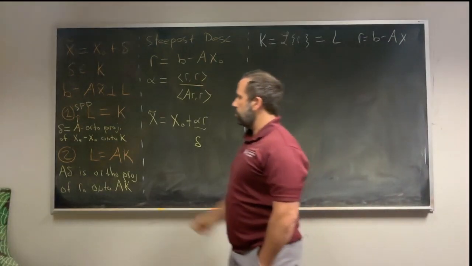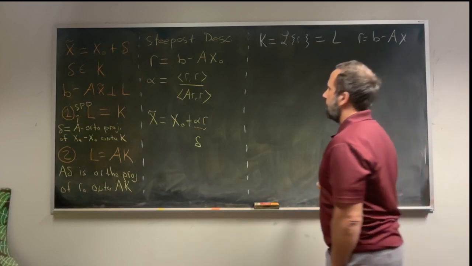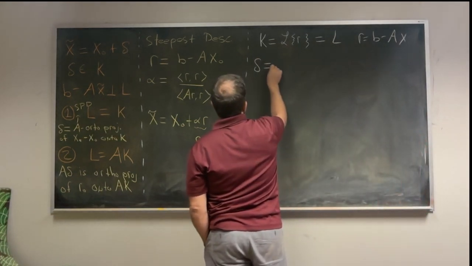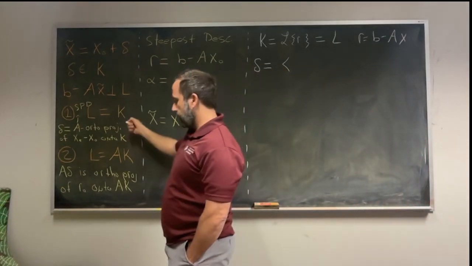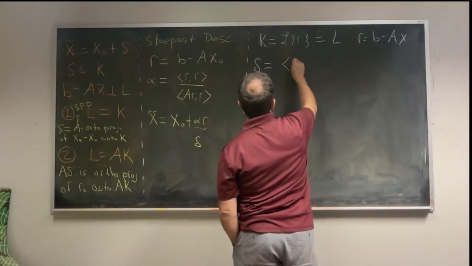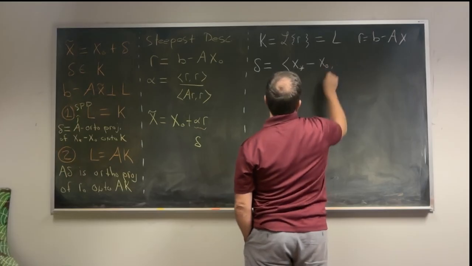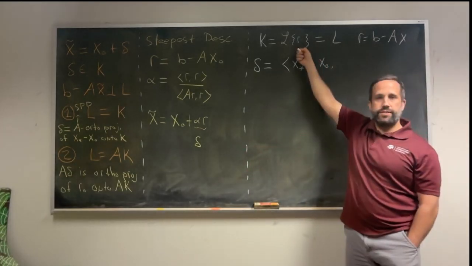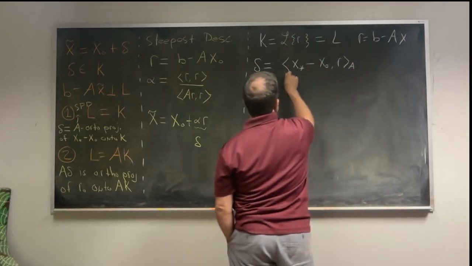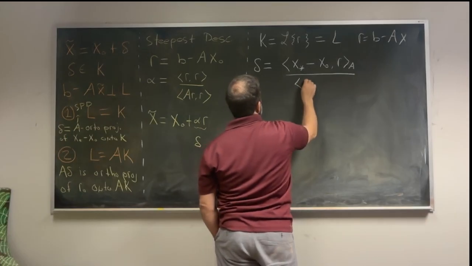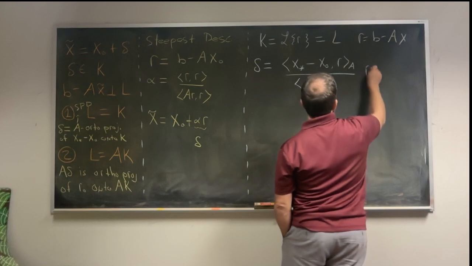So delta is the A orthogonal projection of X star minus X naught onto K. Okay, so let's just write out what that is. Delta is equal to the A orthogonal projection of X star minus X naught onto K. K is a one-dimensional subspace, so it's just going to be that formula that I gave before, and I'm going to put an A here, letting us know that it is the A inner product of X star minus X naught with R, divided by R in the A inner product, times R.